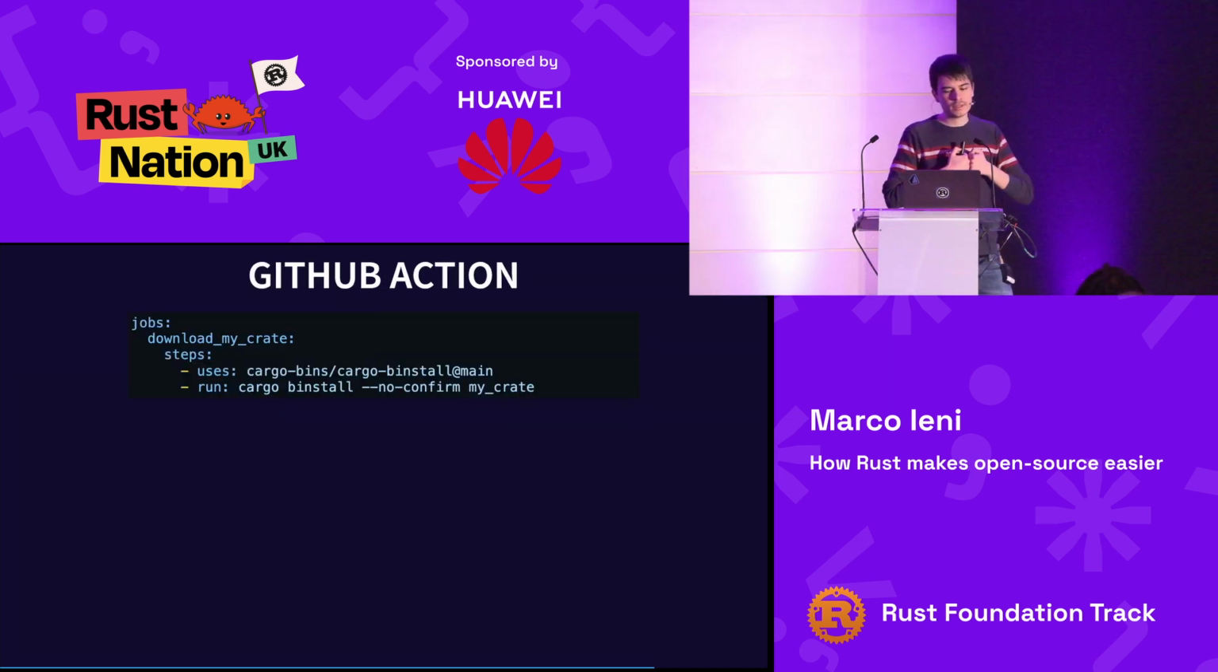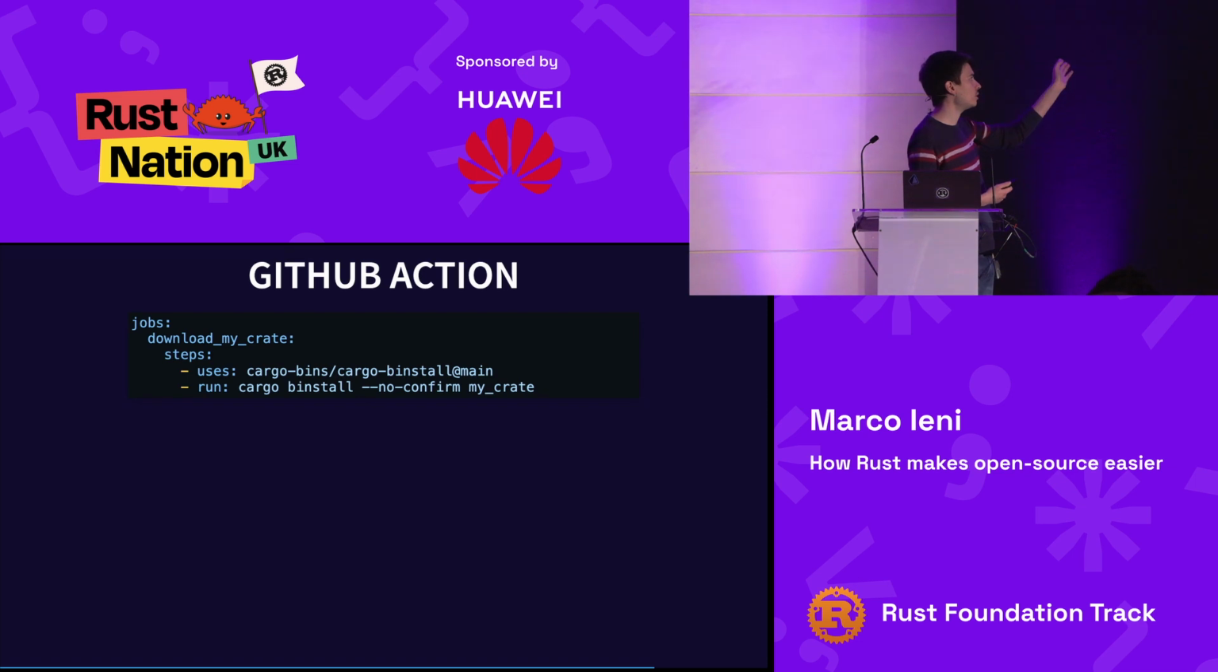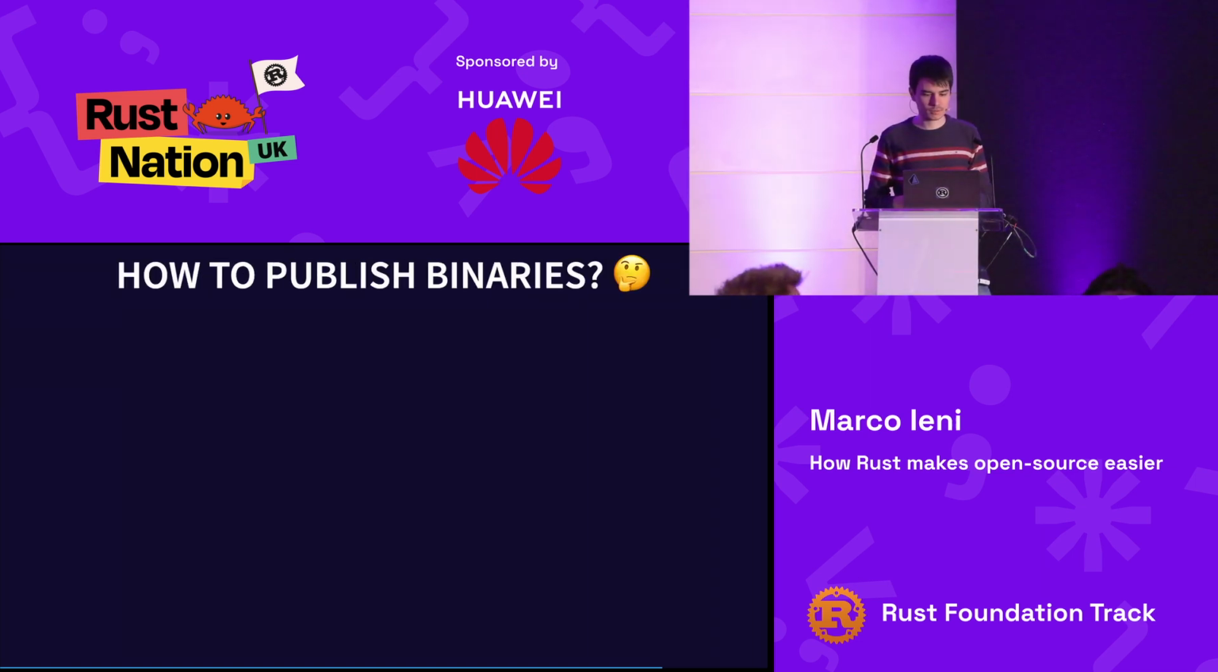Cargo binstall is also available as a GitHub action. If you're running cargo install in your GitHub action, please don't, because it takes a lot of time and a lot of resources. Instead, you can substitute it with cargo binstall, and it works in the same way.